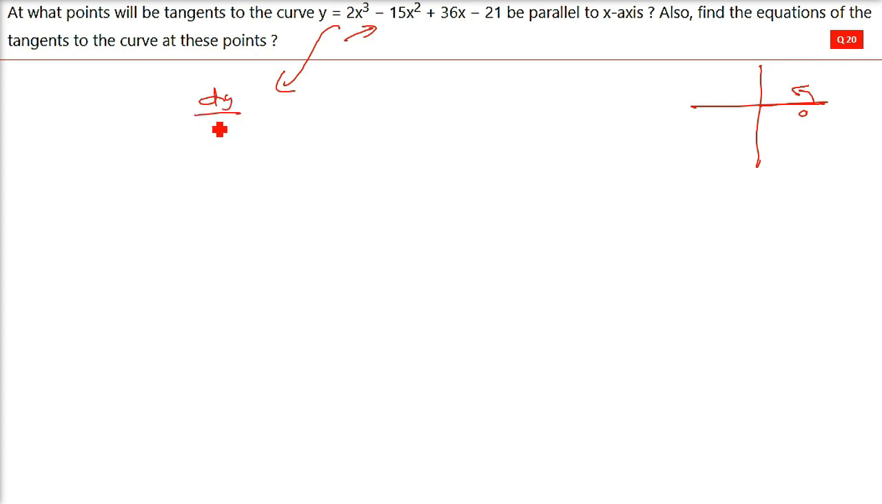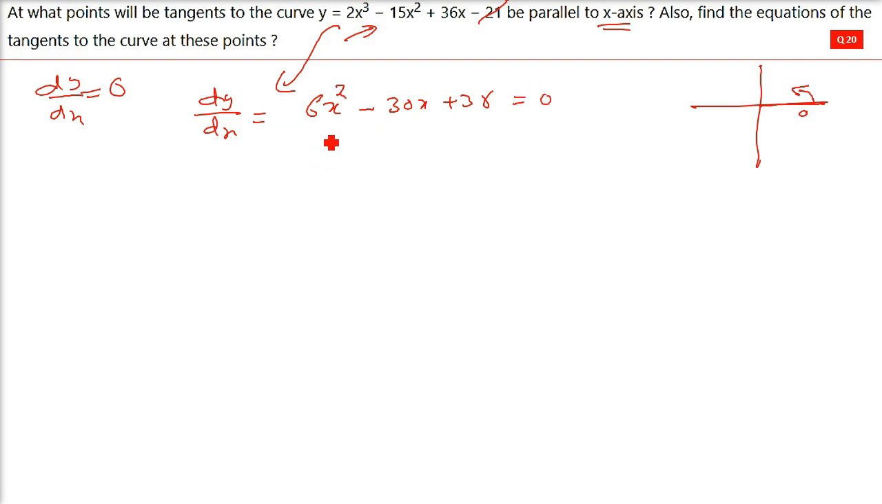So dy by dx, we'll find out and equate it to 0. Dy by dx, I'm directly finding it out: 3x squared times 2 is 6x squared, 15 into 2 is 30, 30x, plus 36, and 21 will be 0. And this is going to be equal to 0. As I said, it is parallel to the x-axis. Parallel to the x-axis means the angle with the x-axis is 0, so the slope is 0. Equate it with 0, which is our slope.